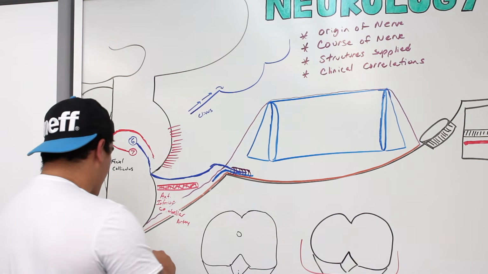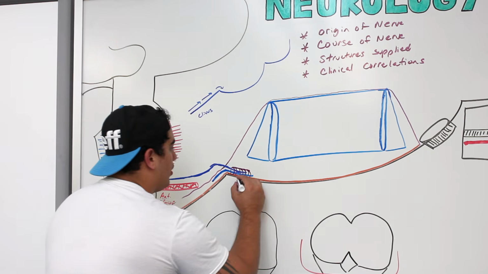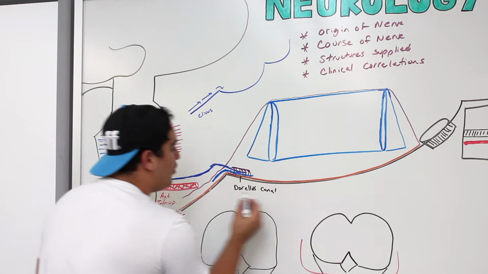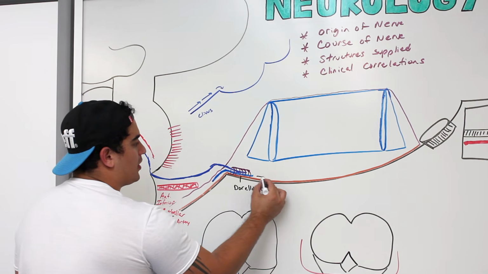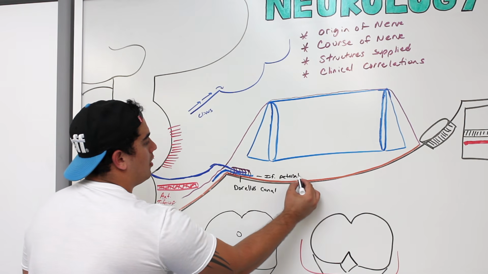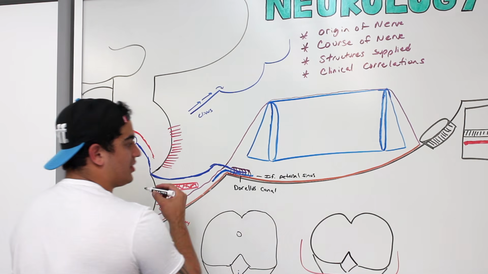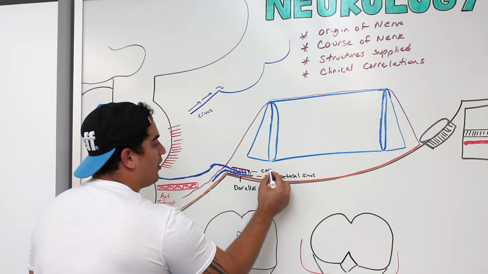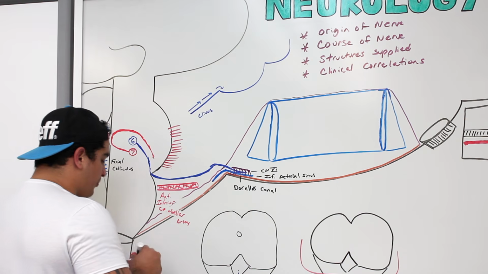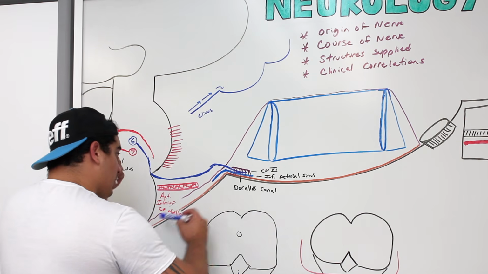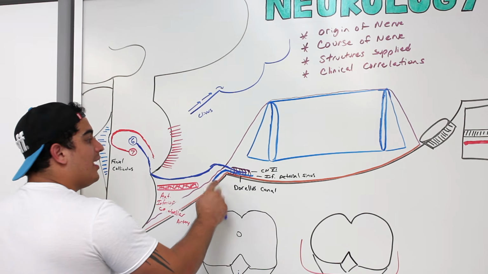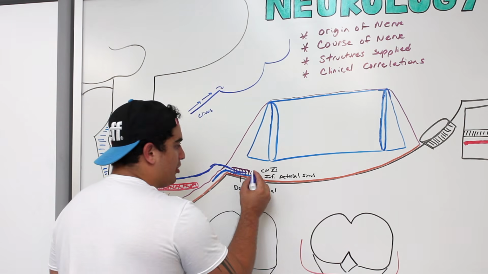So what canal are they in right now? They're in a canal called Dorello's canal. And there's two things in there. One is going to be what's called the inferior petrosal sinus, which is basically a dural sinus. And the other one is going to be cranial nerve 6. All right, the abducens nerve. Now what happens is, it runs up the clivus, pierces that little meningeal layer and goes into Dorello's canal. Then from there, it's going to run with the inferior petrosal sinus.